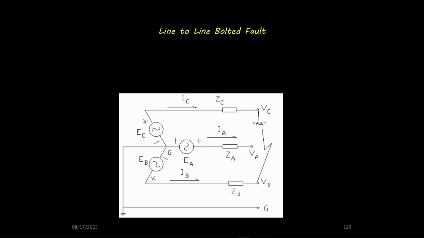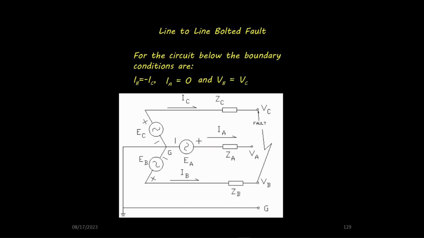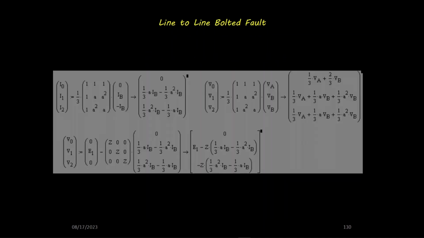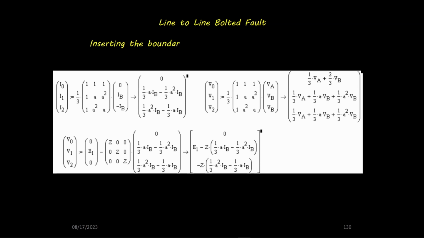Let us examine the line-to-line, bolted fault. For the circuit below, the boundary conditions are IB equals minus IC, IA equals 0, and VB equals VC. Inserting the boundary conditions: IA equals 0. IB equals minus IC. VB equals VC.